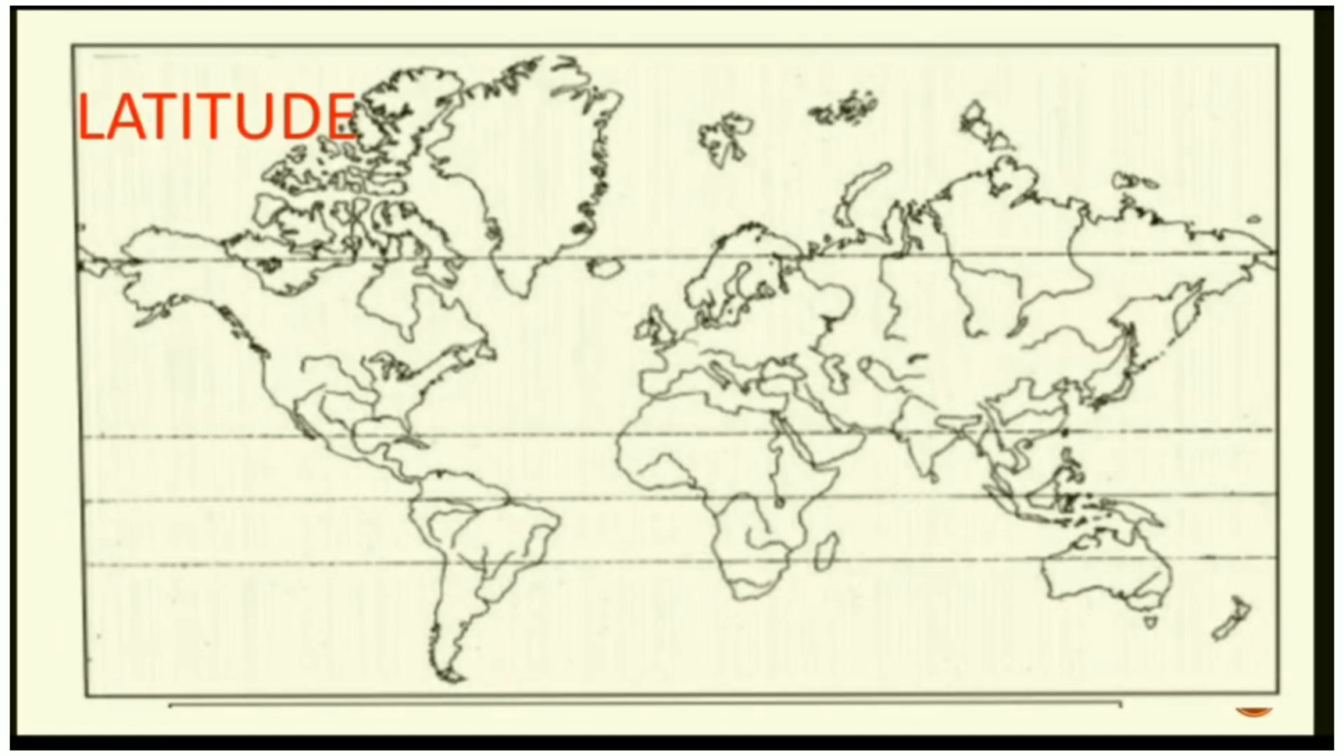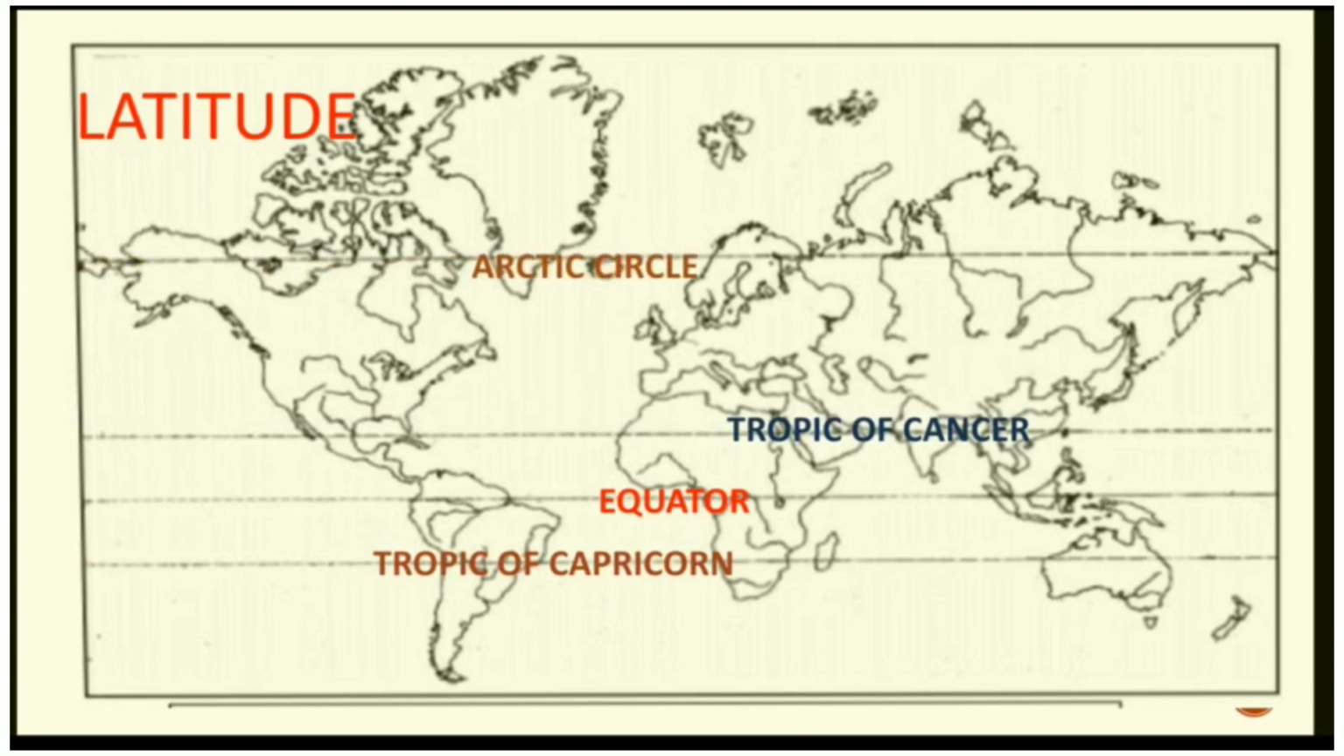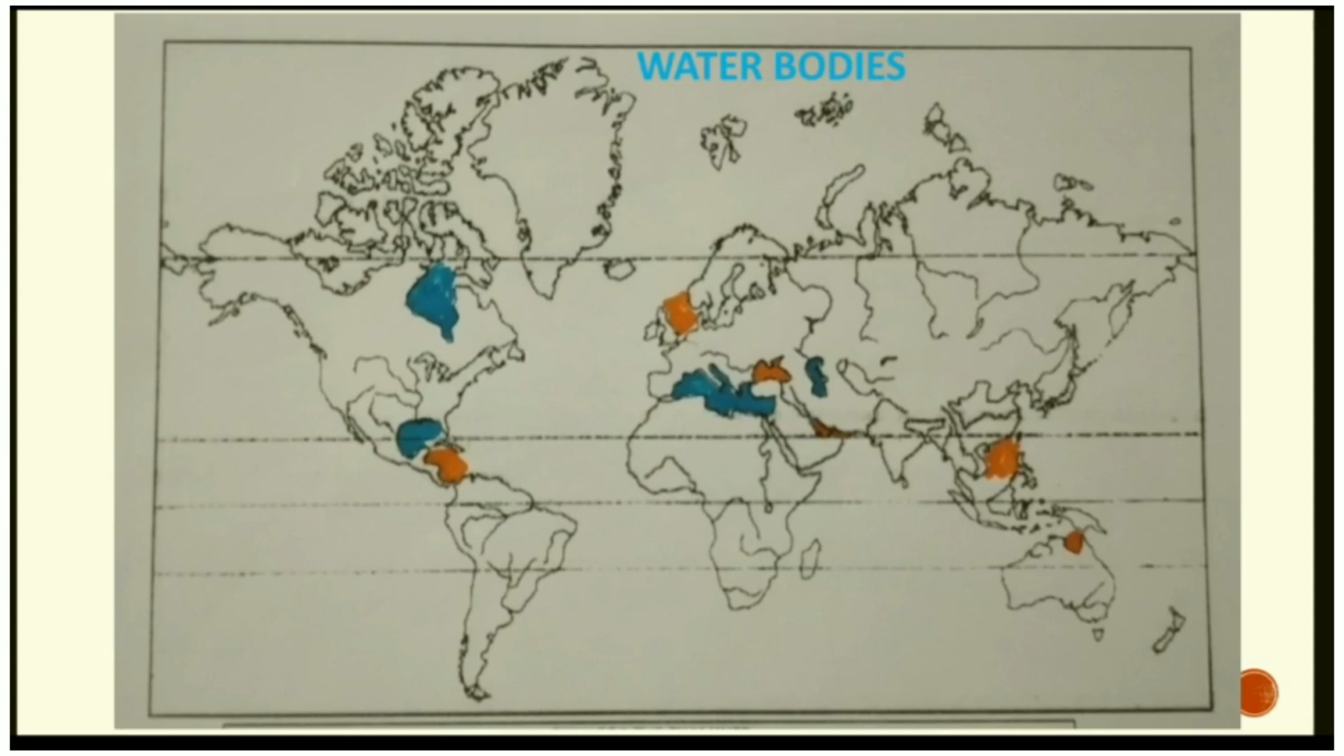Now latitudes. There are important lines you can see here. These are the latitudes. The first one is the Equator, 0 degree. Then Tropic of Cancer, Tropic of Capricorn, Arctic Circle, Antarctic Circle. Antarctic Circle is the last line. It's not shown here, but it's the last line near Antarctica. So these are the 5 main latitudes.